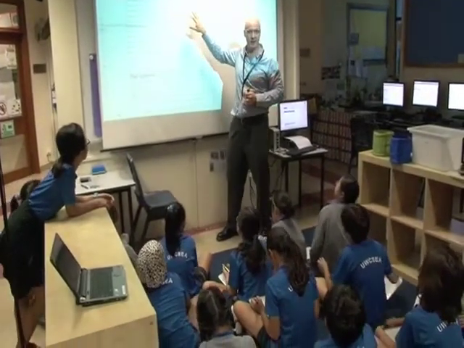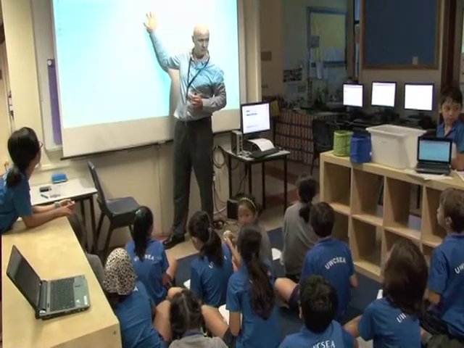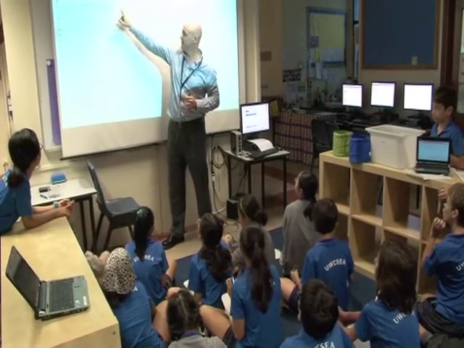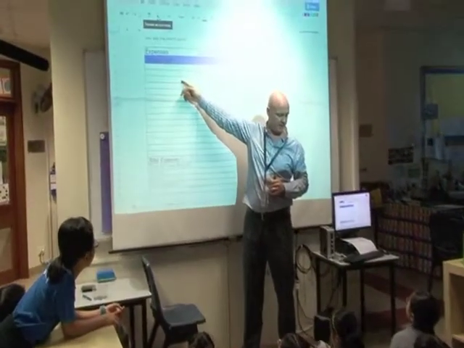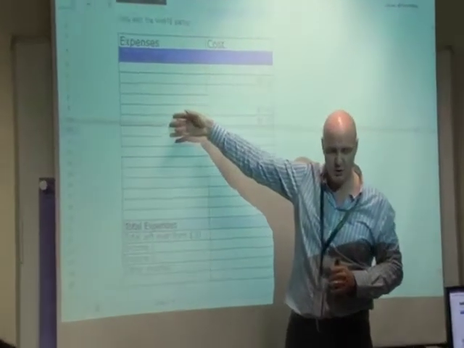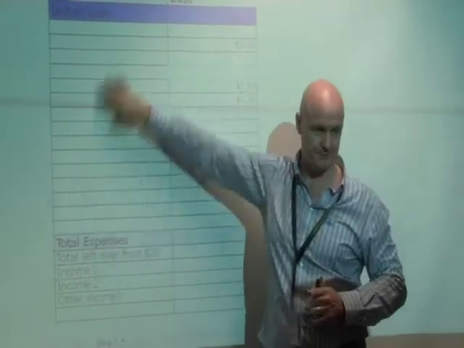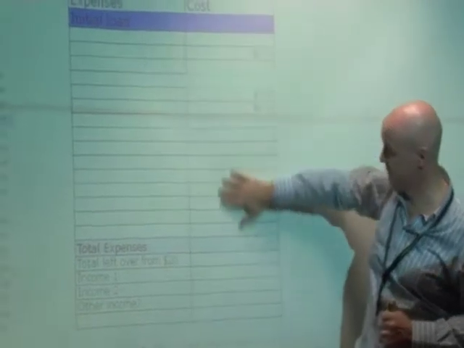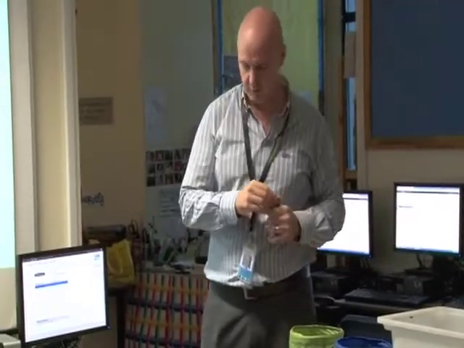How do I then tell the spreadsheet that all the cells are going to be currency? No, they're not, because in here I'm going to be writing things like biscuits, string, sellotape, whatever you use for your bits and pieces. This is going to be writing. It's not going to be money. This is going to be money. How do I tell it that that's money? Isha, how do I tell it that it's money?